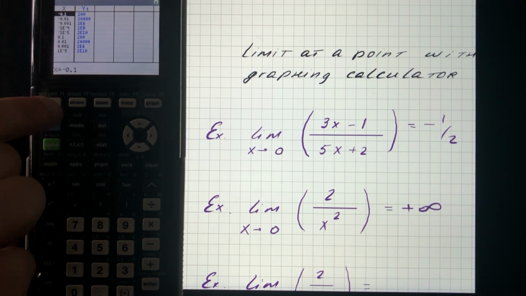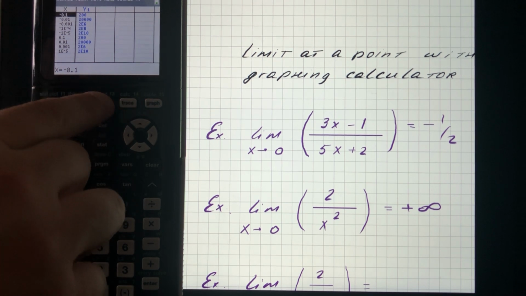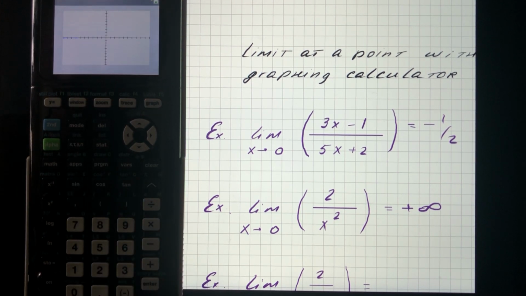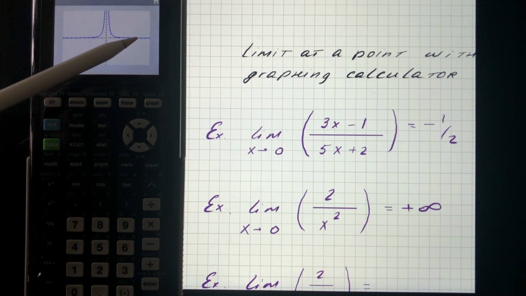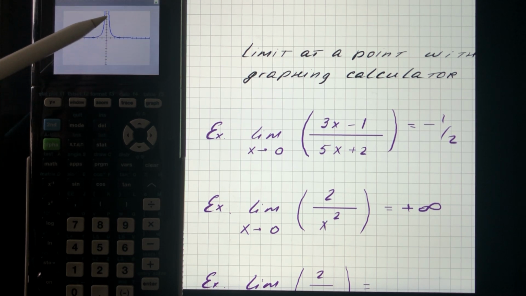We could also see that from the picture. If we look at the picture, here is zoom 6. As we're getting closer and closer to 0 from the left side, we see that the numbers are getting huge and the values go to plus infinity. From the right side, we saw also plus infinity. So that's what the table represents. It simply shows the numbers for this picture.